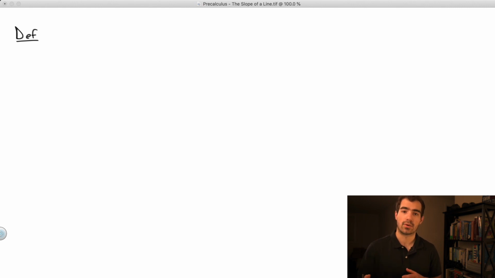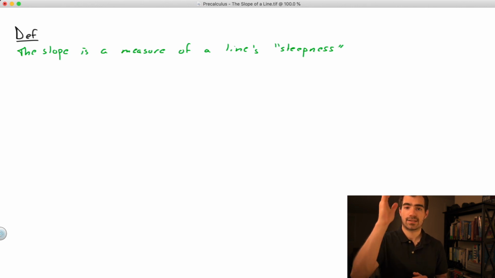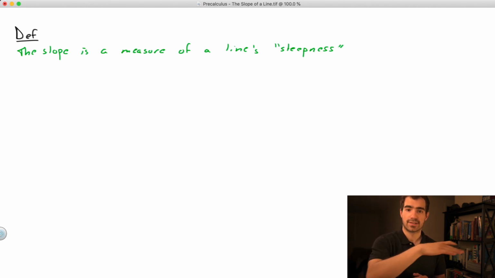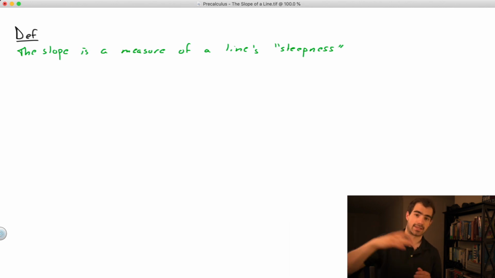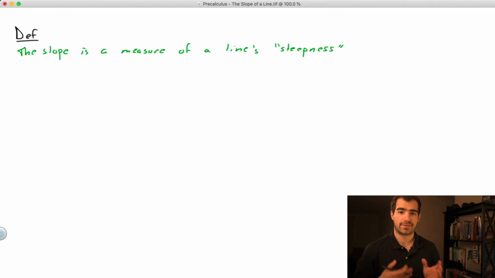We can in fact quantify just how much our function is increasing or just how much our function is decreasing over time. And this idea is called the function slope. Sort of informally, the slope is just a measure of a line's steepness. Or how high does it slant up, or how flat does it stay, or how far does it slant down, or how slowly does it slant down.